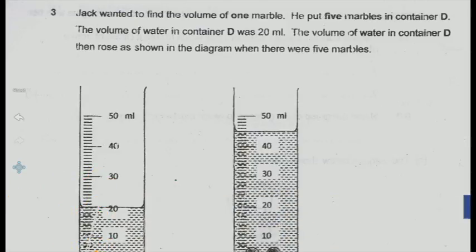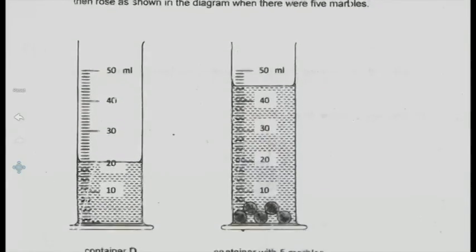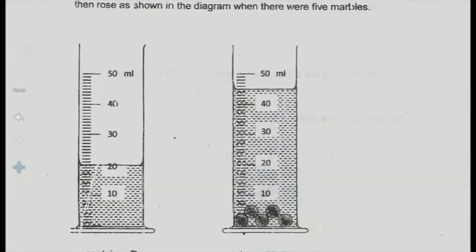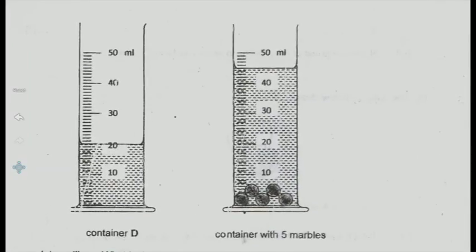He put 5 marbles in container D. The volume of water in container D was 20 milliliters. The volume of water in container D then rose as shown in the diagram when there were 5 marbles. Here are our containers. We have our container D, with our 5 marbles inside the container. The first level of water in container D was 20 milliliters as shown here.